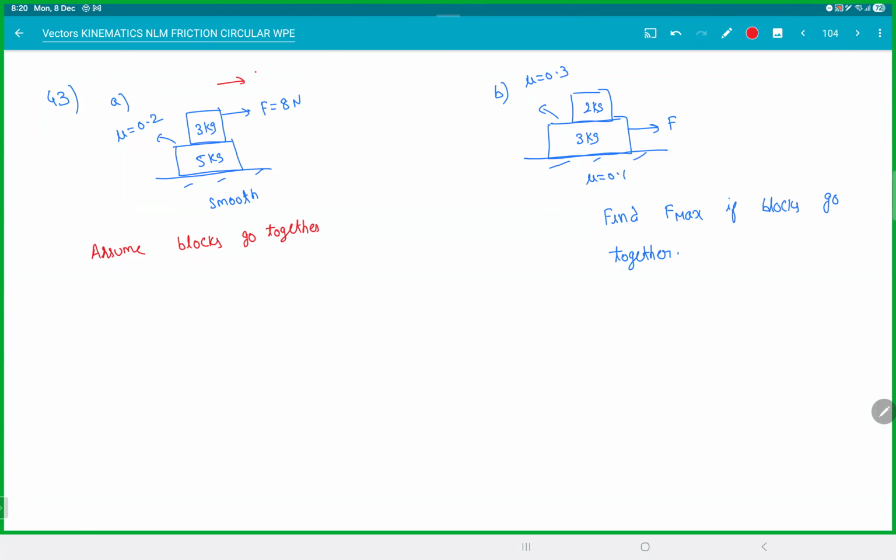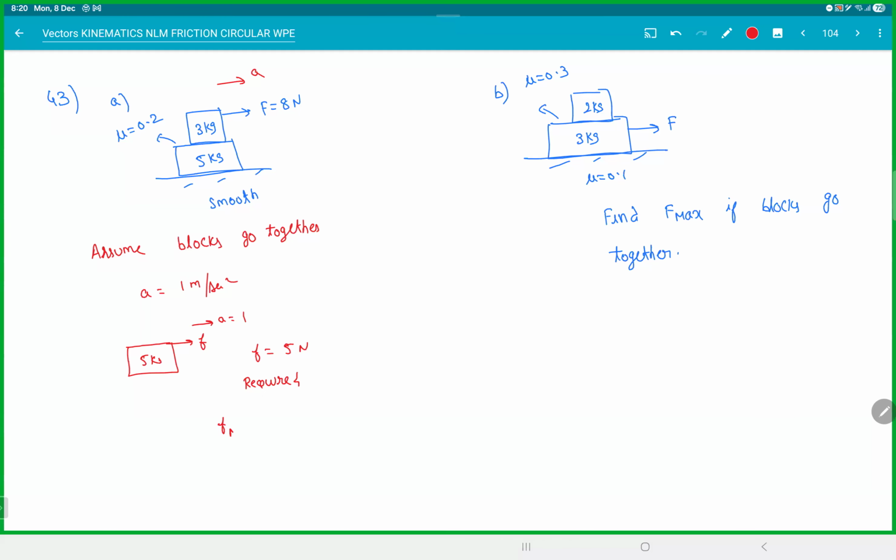If the blocks are going together, then we have acceleration A is equal to 8 by 8, 1 meter per second square. Then choose any one block. I will choose the 5 kg block. This is the friction, and the acceleration A is equal to 1. We get F is equal to 5 newtons. Remember, what is this? This is required friction. So friction is saying, if you give me 5 newtons, I can make sure the blocks will go together.